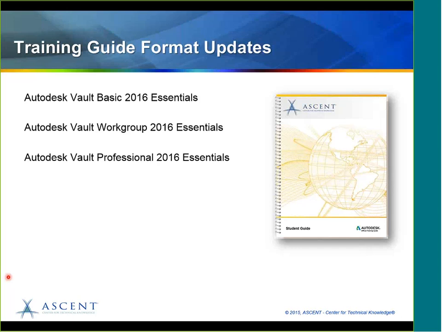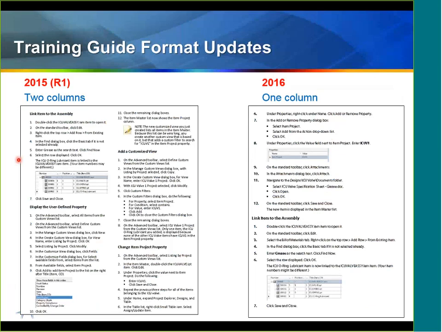And for your reference here, this is the list of the guides that are currently released and that we're referring to today: the Vault Basic, Vault Workgroup, and Vault Professional Essentials. They contain both administrative and user content. The table of contents for the 2015 and 2016 versions of these guides are essentially the same. But of course, the content is different, so we'll go through that.